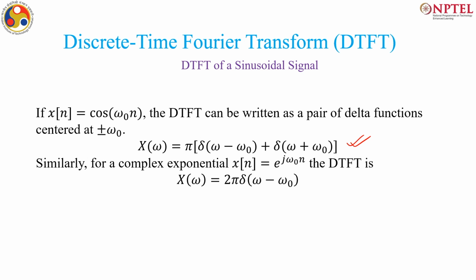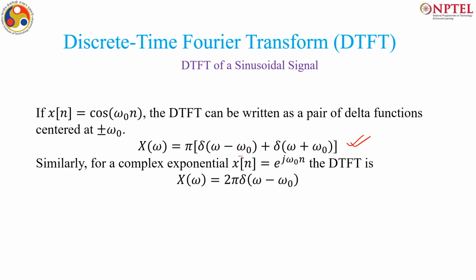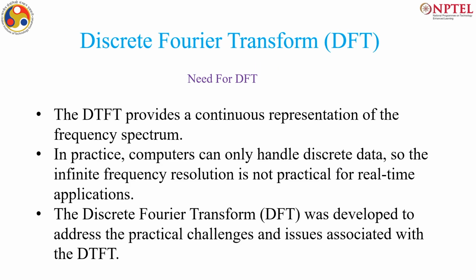There is a special way by which you can find it, but from the concept you already know that sines and cosines will have two frequencies at negative omega naught and positive omega naught. And if it is a single complex exponential at omega naught, it will have only one frequency component, omega naught. So, this is a pure wave where there is only one frequency component, and this again comes from the property of frequency shifting. So, the next kind of transform is your discrete Fourier transform.